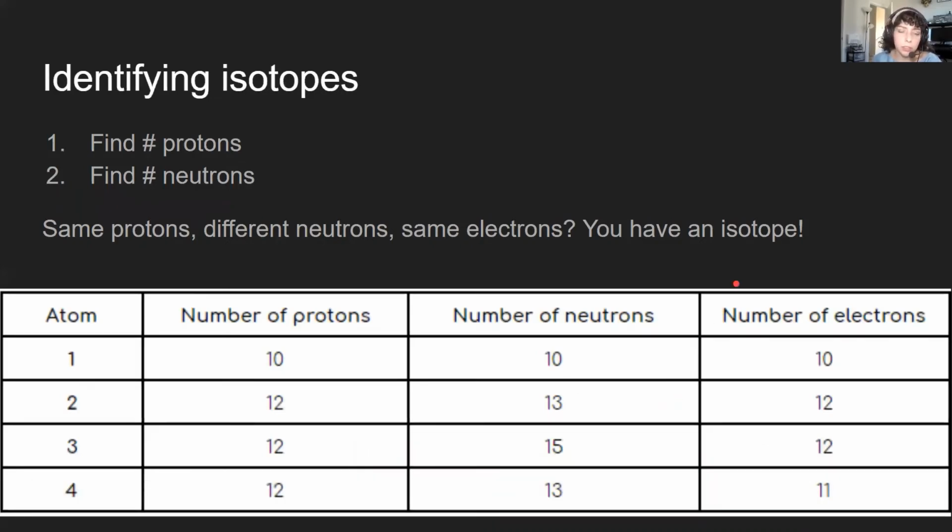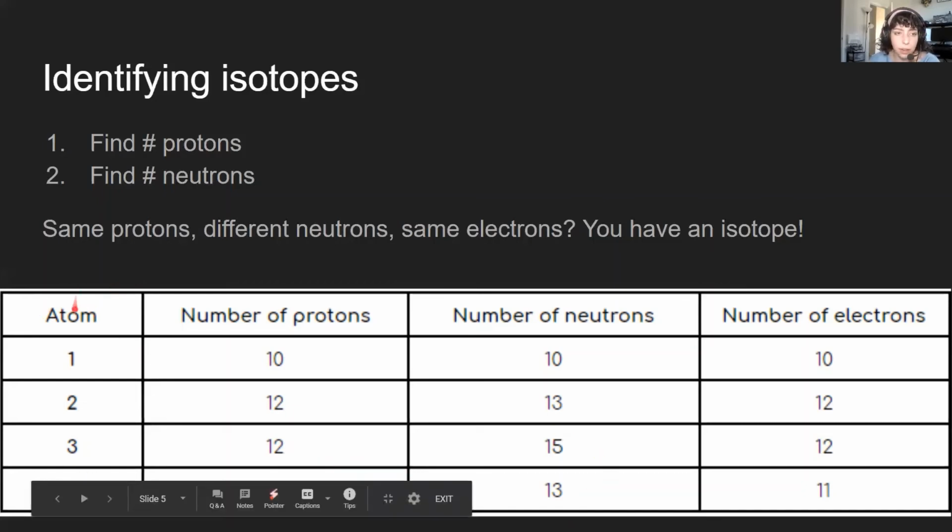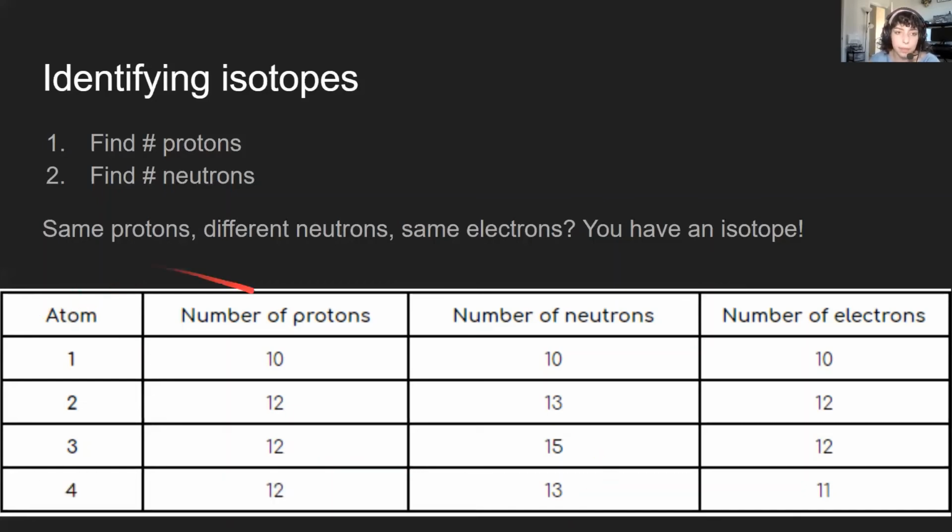Finally, you're going to need to be able to use a chart in order to find isotopes. So to do this, I need to first know what the chart is telling me. It'll look like this, and it'll say like, oh, okay, first column, there's an atom. Second column, I got protons, number of protons. Mental note, number of protons, you should be thinking atomic number. Third thing, we got number of neutrons, okay. Number of electrons, okay.